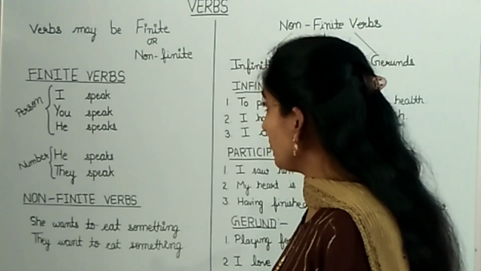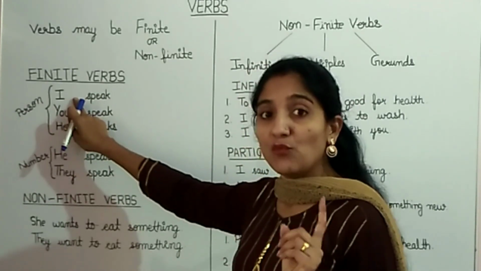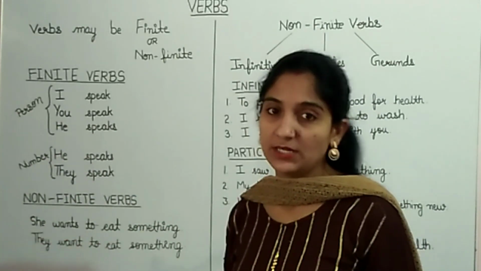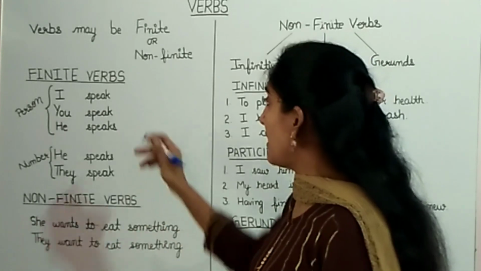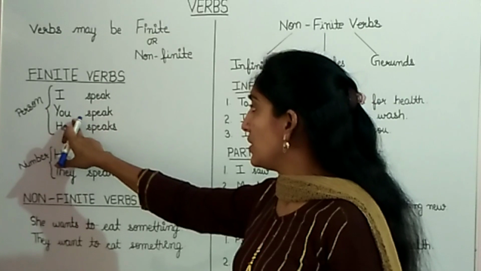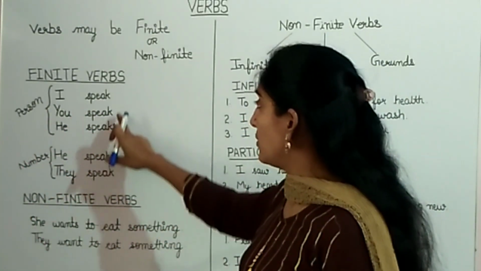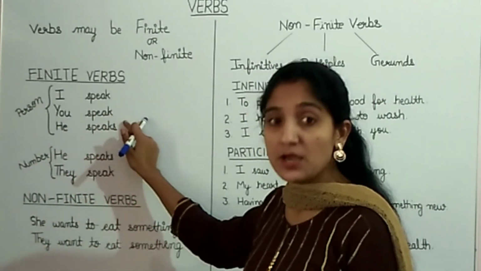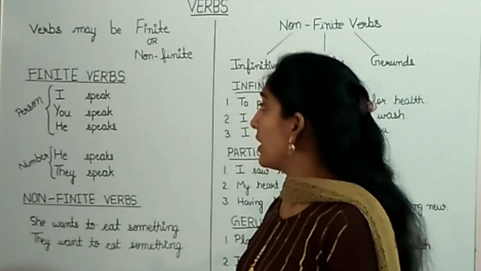Let's see. First one is person. Now here I is first person, you second person, and he third person. And here I have taken the verb speak. I speak, you speak, he speaks. Now you can see that the verb changes according to the person. In first and second it remains unchanged, but with the third person the verb gets changed.